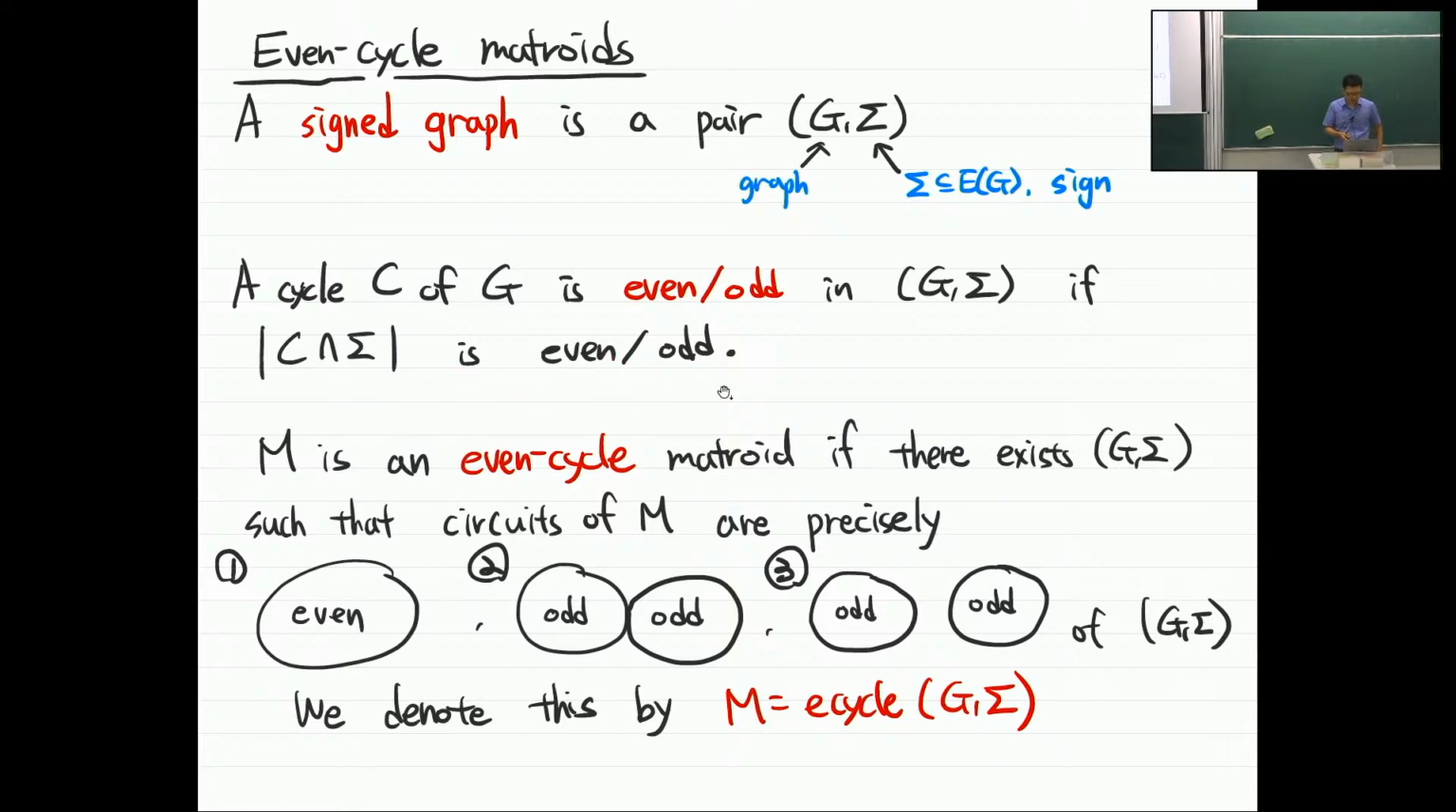Then we define Evencycle matroids. M is an Evencycle matroid if there exists a signed graph (G, sigma) such that the circuits of M are precisely one of these three constructions. One is an even cycle, and two and three are the union of two odd cycles where they have at most one common vertex. And we denote this by M equals E-cycle of (G, sigma).